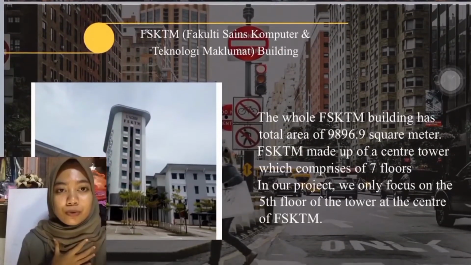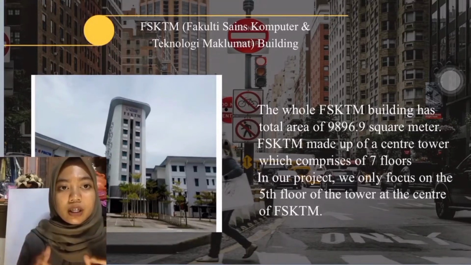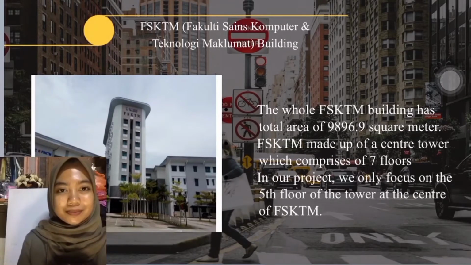We chose FSKTM, the Faculty of Computer Science and Information Technology building, for our project. This is because the FSKTM building has a total area of 9896.9 square meters and is made up of a center tower comprising 7 floors. In our project, we only focus on the 5th floor of the tower at the center of FSKTM.